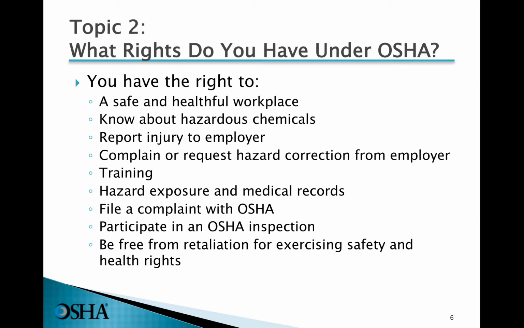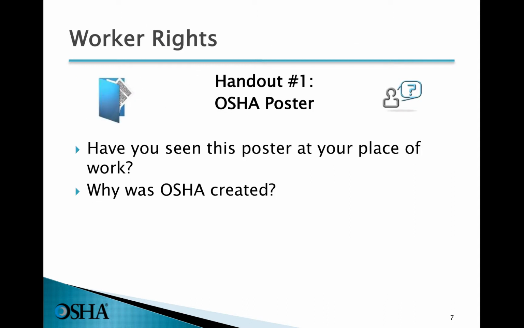What rights do you have under OSHA? As a worker, you have the right to a safe and healthful workplace. You have a right to know about hazardous chemicals. You have a right and responsibility to report injury to the employer. You have a right to complain or request hazard correction from the employer. You have a right to training. You have a right to hazard exposure and medical records. You have a right to file a complaint with OSHA. You have a right to participate in an OSHA inspection. And you have a right to be free from retaliation for exercising safety and health rights.